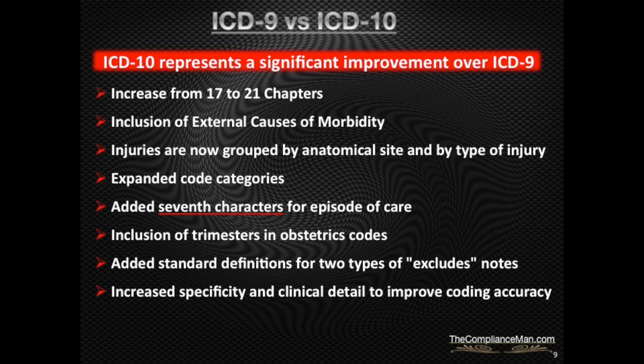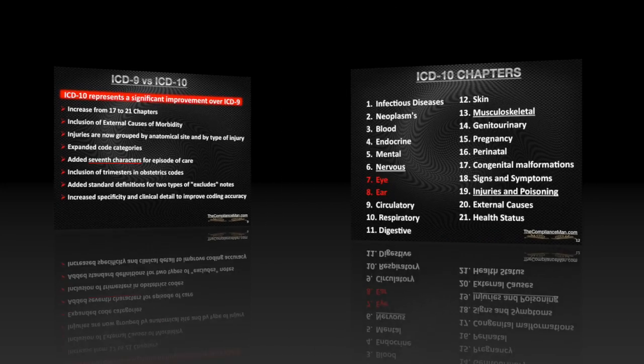It has the inclusion of the external causes code. Injuries are now grouped by anatomic site and by the type of injury. They also expanded the code categories and added a seventh character for episodes of care, which I'll also review. And then they included the trimesters in obstetrics codes, added standard definitions for two types of excludes notes, which we'll review, and increased the specificity of the clinical detail to improve coding accuracy.